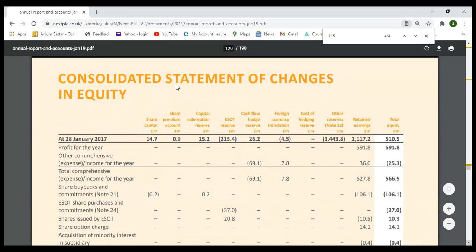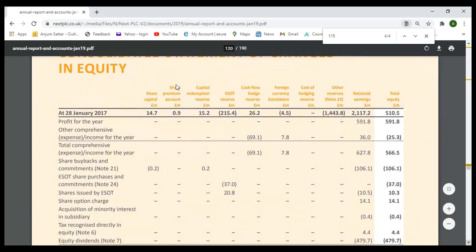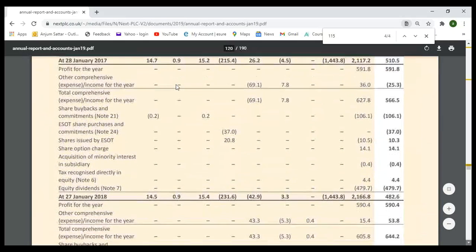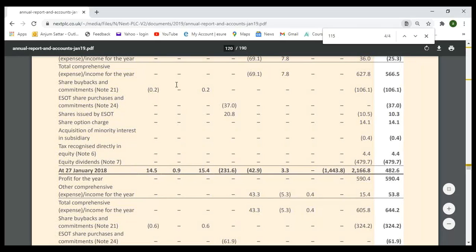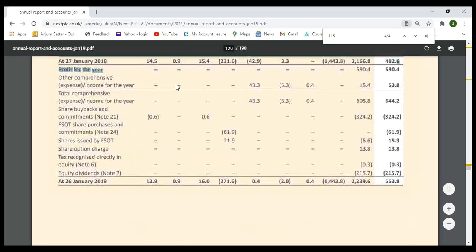Then you have the statement of change in equity. How much dividend you paid? How much share you issued? All we have here. So you can see this year, you can see the last year, and you can see the increase and decrease. And overall, what we have now, equity figure, 563 million.